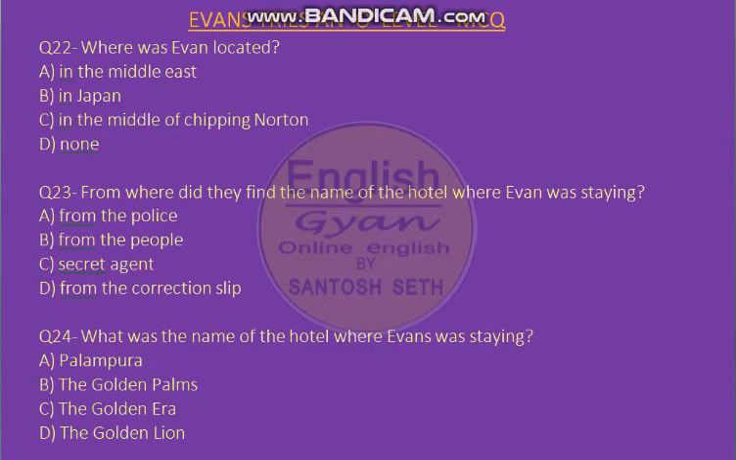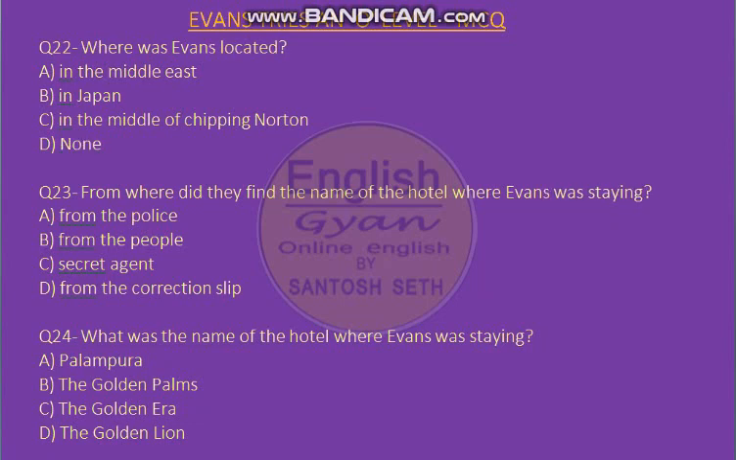So let us begin once again. MCQ for Evans, Choice and O level. Question number 22. Where was Evans located?